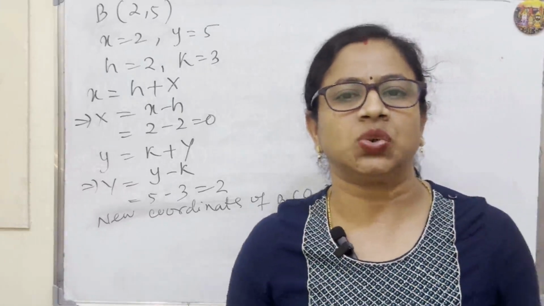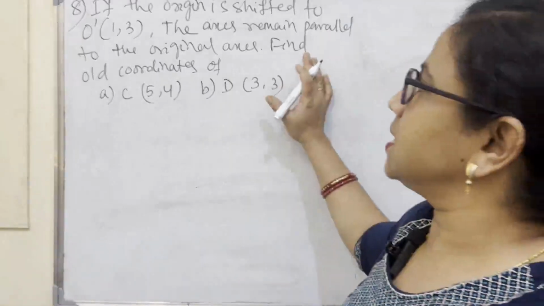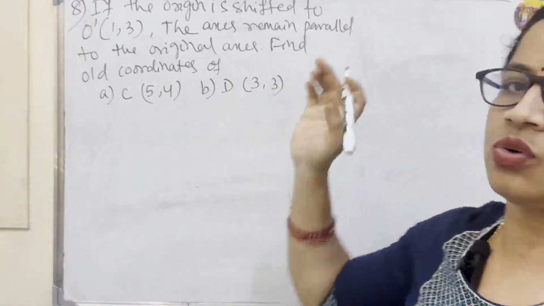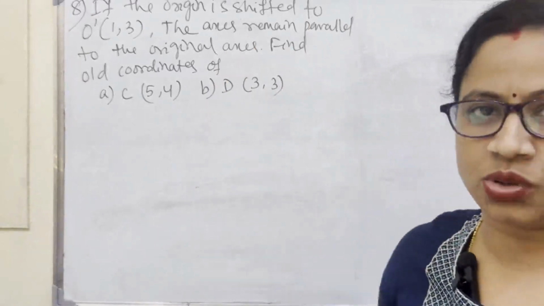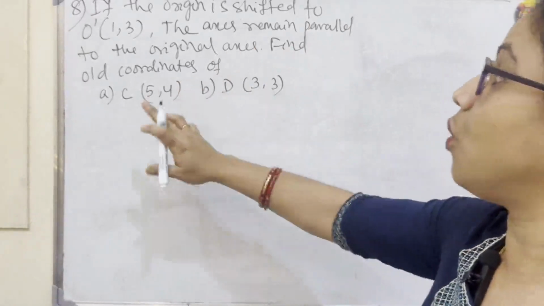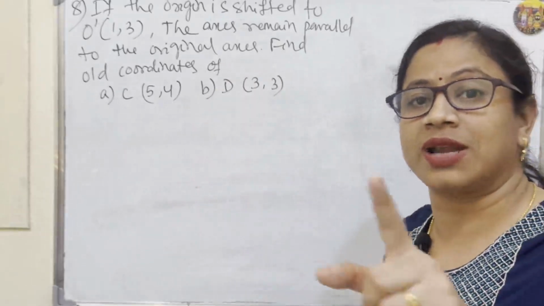Now coming to question number 8. So the next question is, if the origin is shifted to O dash, whose coordinates are 1 and 3, the axes remain parallel to the original axes. Obviously, find the old coordinates. In the previous question we had to find the new coordinates.